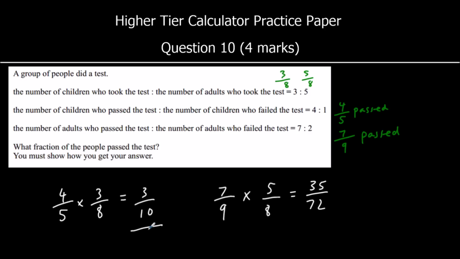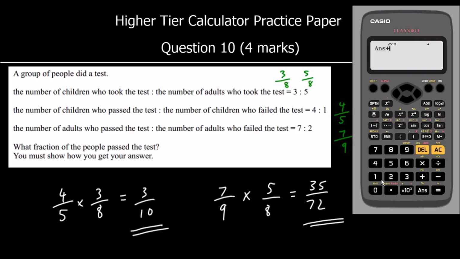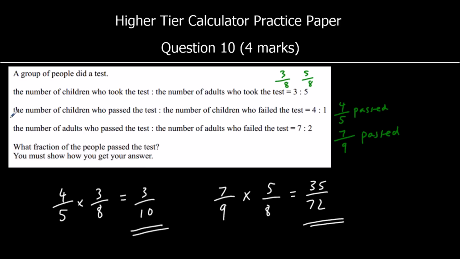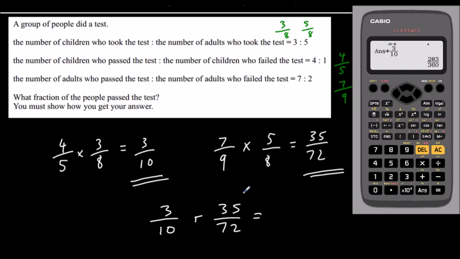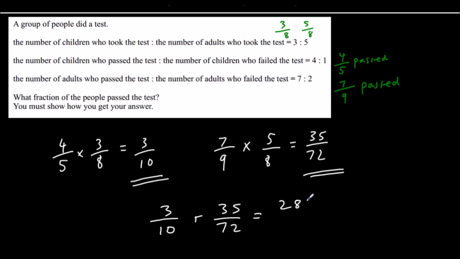So we've got these people and these people. To get a total fraction that passed, we need to add them together. So 35/72 plus 3/10 is 283/360. So 283/360. That's the fraction of all the people that passed the test.